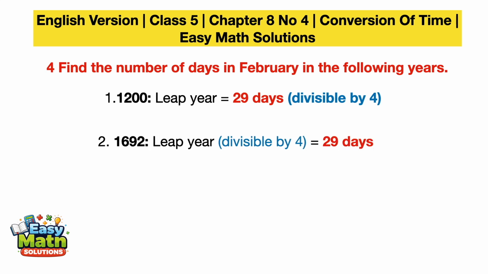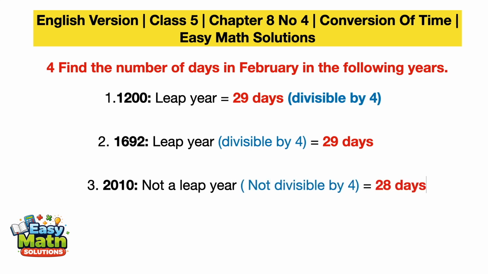1692 is a leap year, divided by 4, so it's 29 days. And 2010 is not a leap year because it cannot be divided by 4, so it's 28 days.